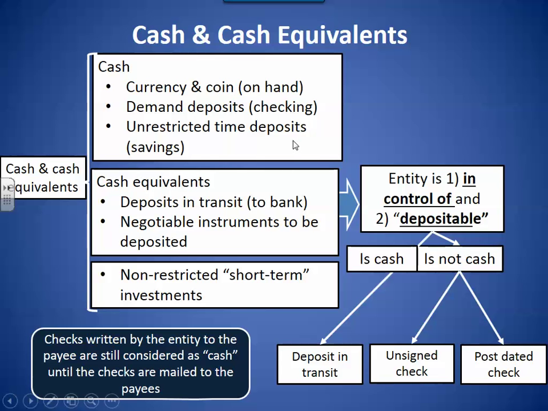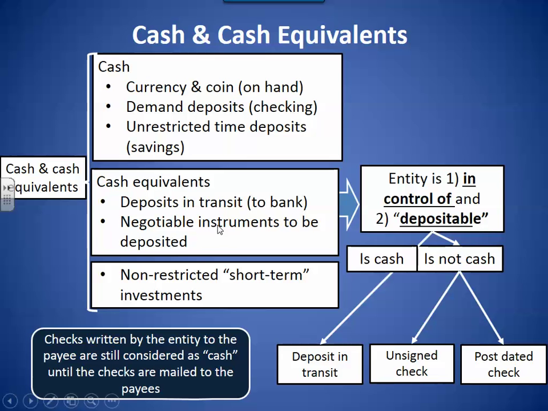Now, there's another category called a cash equivalent. It basically consists of deposits in transit, and those are deposits that the company has collected and has sent on to the bank. So we count that as cash. Also, negotiable instruments to be deposited. In other words, those are also checks, but we just haven't gotten them together yet to deposit them into the bank, but we actually hold and control them.